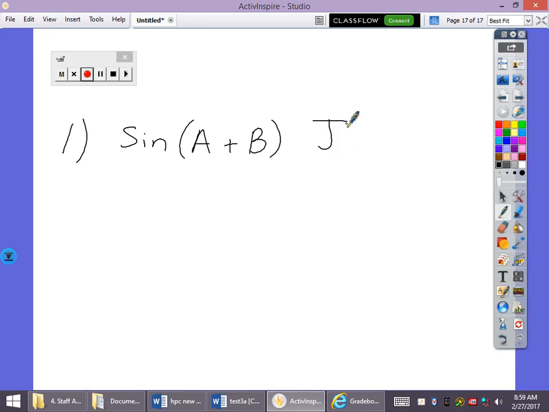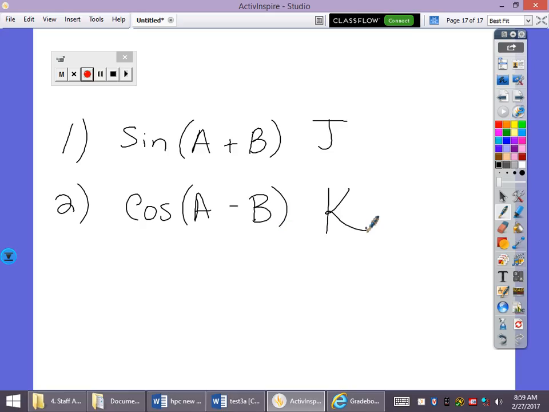Okay, number 2 is cosine of A minus B. Again, sum difference. But please remember that cosine is the opposite. So I'm looking for cosine A, cosine B plus sine A, sine B. So you would go with K, letter K on your review.